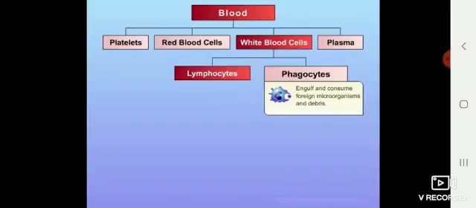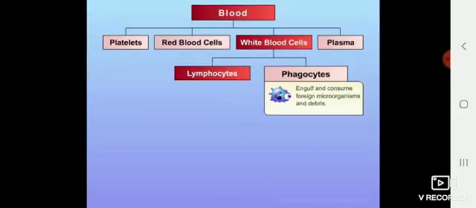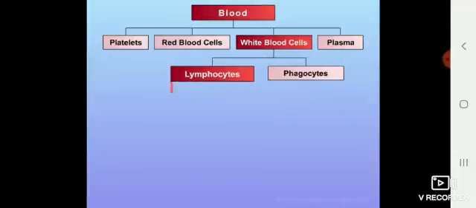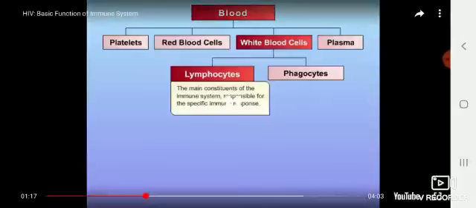Phagocytes are a major type of cell in the body responsible for immunity as well. These are responsible for the engulfment and consumption of foreign particles. The phagocytes literally can eat foreign bodies, including viruses. Lymphocytes are a major component of the immune response. These are responsible for specific immune responses that can be divided into several types.